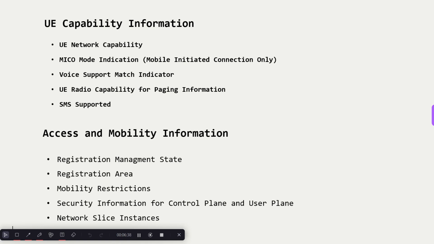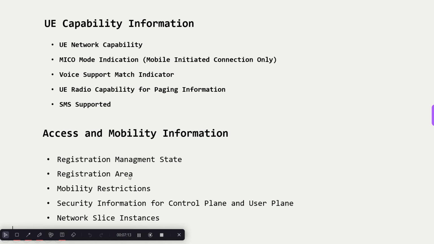Then UE radio capability for paging information. This is for reachability purposes, whether the UE is on or off. Then comes whether SMS is supported or not. This is whether the short message service is supported by the UE, so it indicates whether the UE is capable of taking that service. Then comes access and mobility information. The registration management state, the RM state, indicates whether the UE is registered or not.